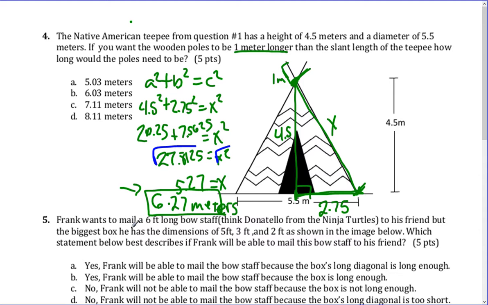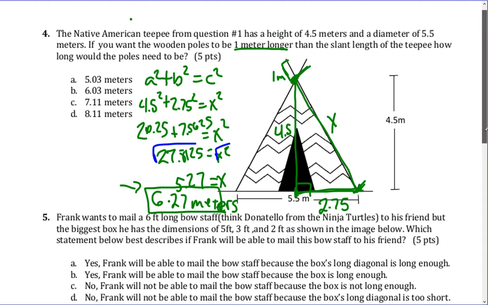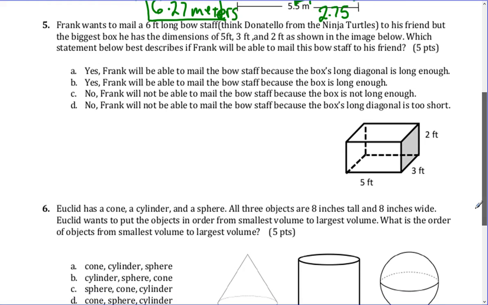Number 5. Frank wants to mail a 6-foot-long bow staff, think of like Donatello from Ninja Turtles, to his friend, but the biggest box he has has dimensions of 5 foot by 3 foot by 2 foot, as shown in the image below. Which statement best describes if Frank will be able to mail his bow staff to his friend? So basically, this bow staff is just a big straight pole thing. So he just wants to take this big stick and put it inside the box.